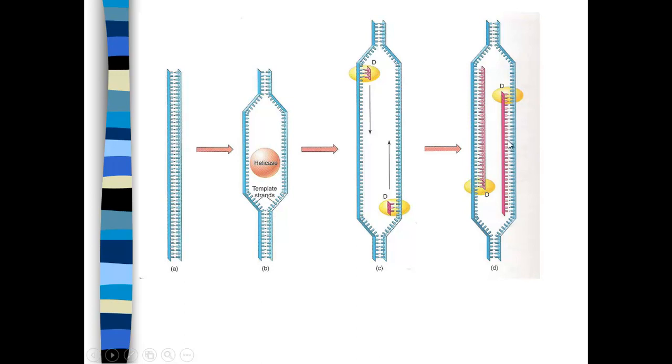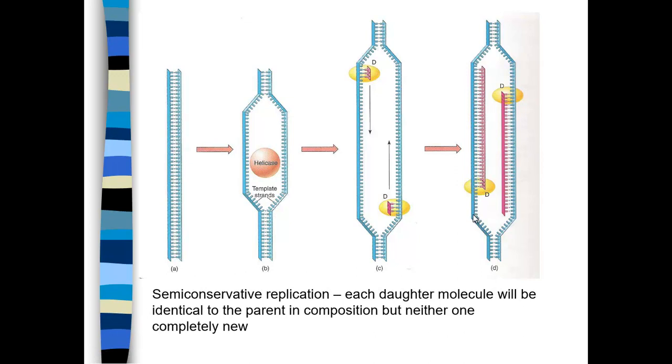The daughter strand is on either side and is always accompanied by the original strand of DNA in blue, which we call the parent strand. So we call this semi-conservative replication because each daughter molecule, which is shown in pink, will be identical to the parent, which is shown in blue, in composition, but neither one of these strands on this side or on this side is completely new. They're always part parent and part daughter.